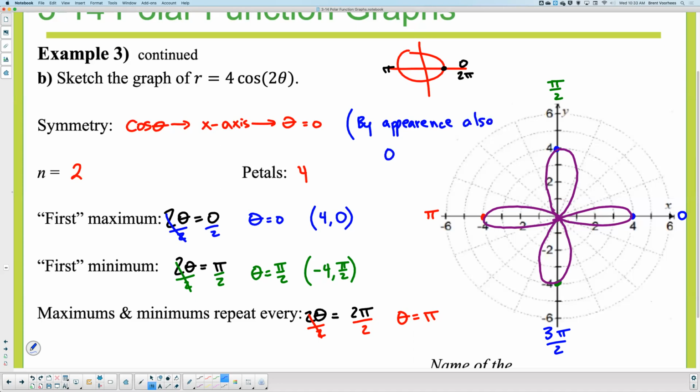also, theta equals pi over 2, and the pole. The pole means the origin. So I'm going to put that in for symmetry as well. By rule, if it's a cosine, it should have it at 0.